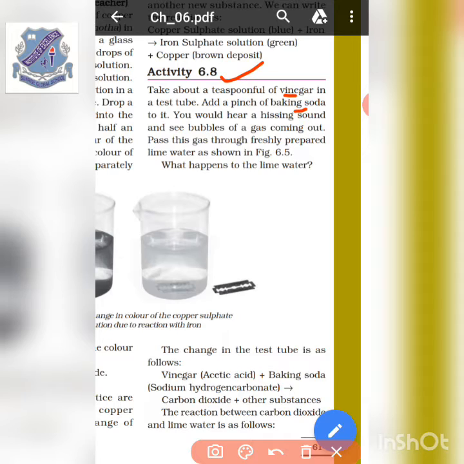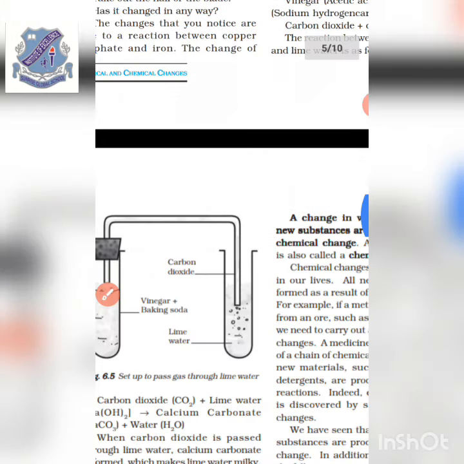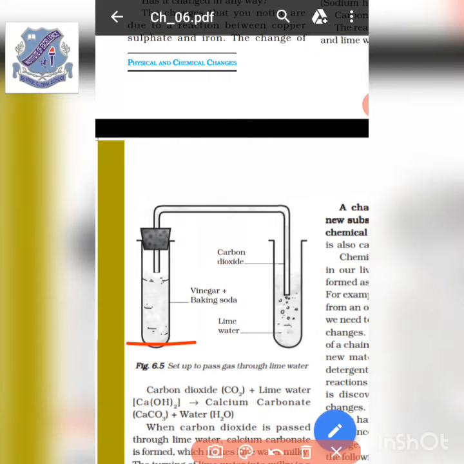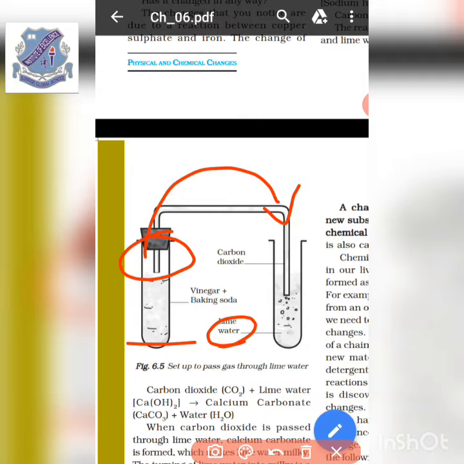Pass this gas through freshly prepared lime water as shown in figure 6.5. What happens to the lime water? Here you can see in the figure that in the first tumbler you are taking vinegar plus baking soda, and whatever bubbles you get, you pass into the next tumbler. In the next tumbler there is lime water already, and you are passing the gas bubbles into it. So what will we observe in the lime water?